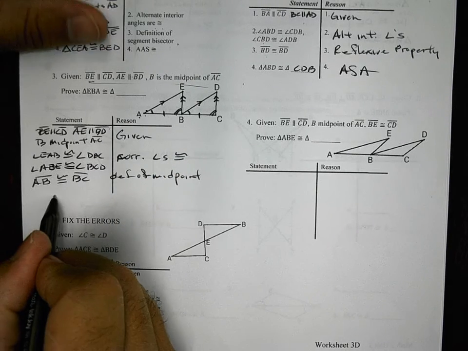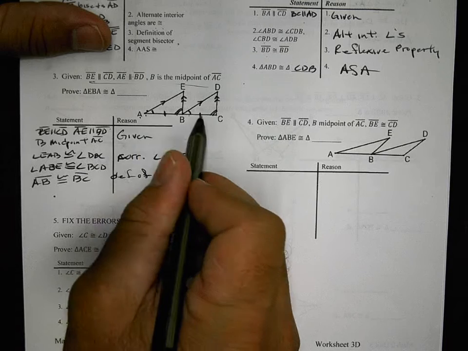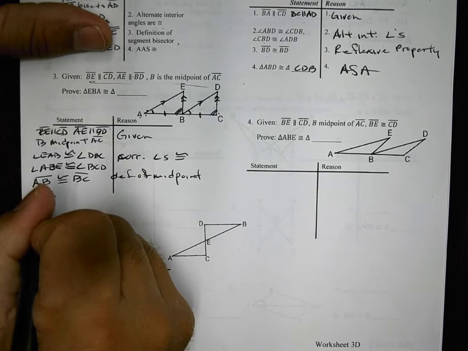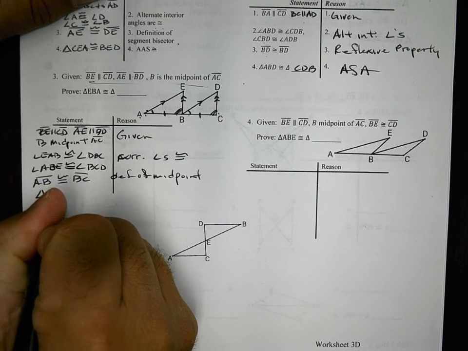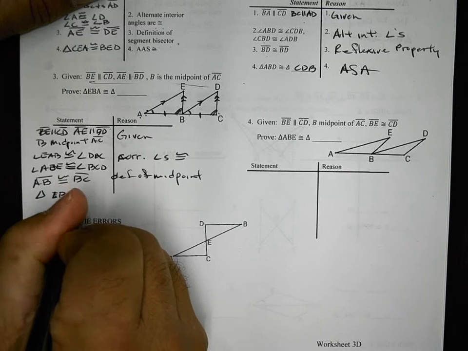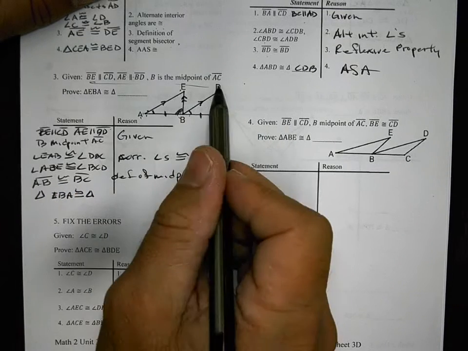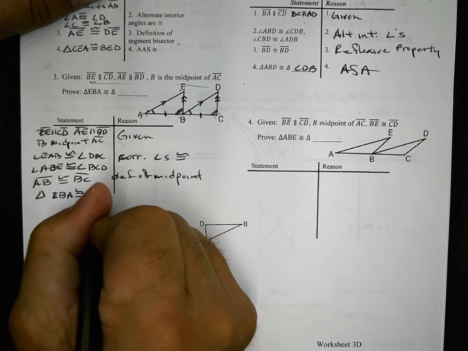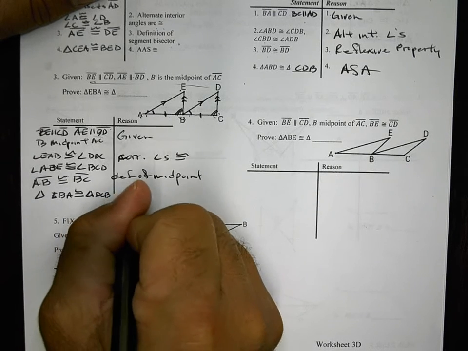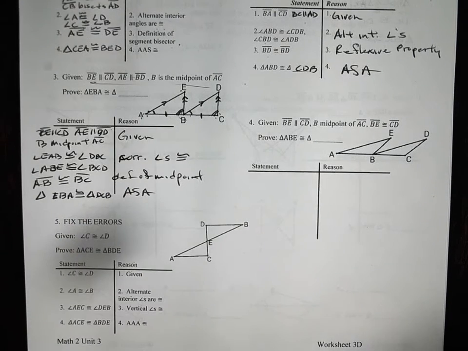And now we have all three parts mentioned, so we can say that triangle EBA is congruent to triangle DCB by angle side angle postulate.